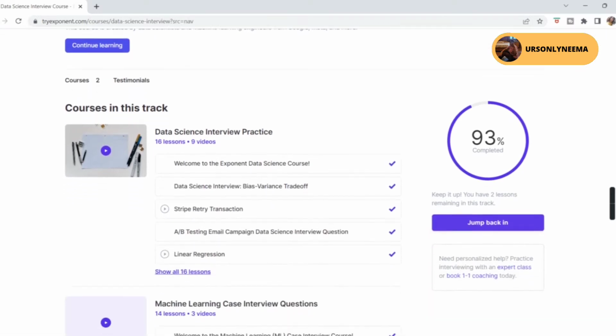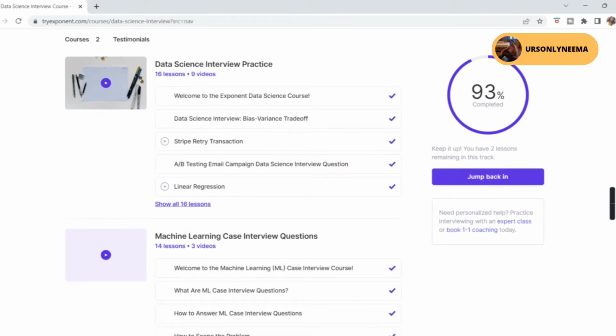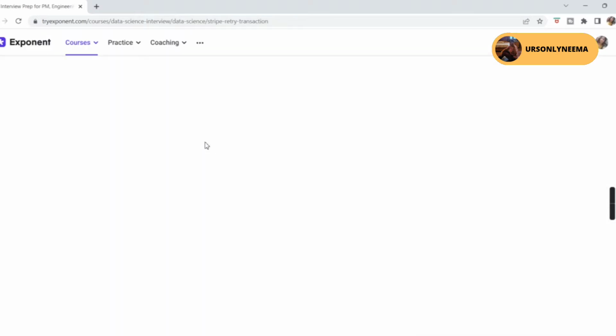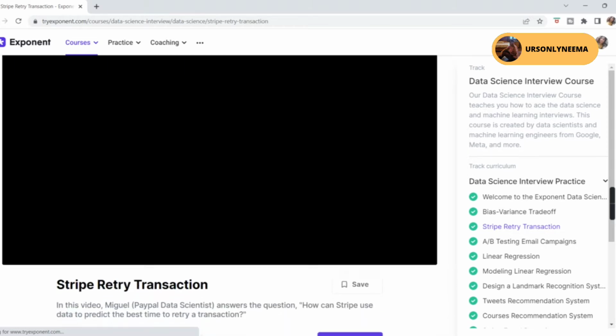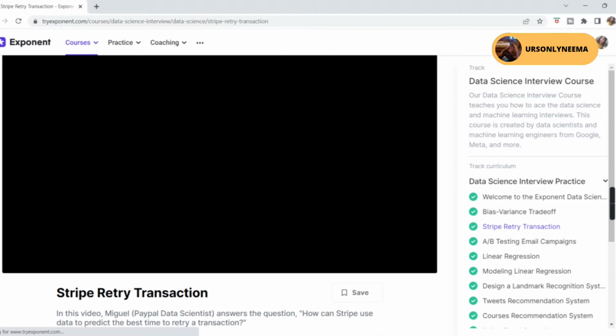This course is a great help, guys. You can see they have certain problems given in the course, and some of them are already answered. There is a kind of mock interview structure. For example, here, Stripe retrieve transaction. If I look into this, you can see the whole problem statement is handled and provided to us in a video format as a mock interview. In this video, Miguel, a PayPal data scientist, answers the question. This is a 30-minute video.